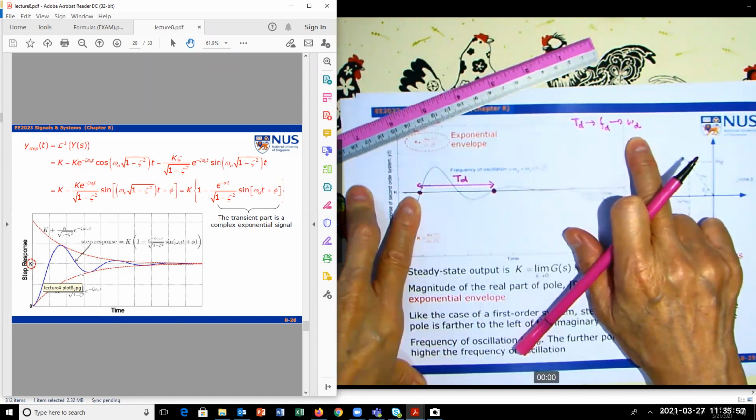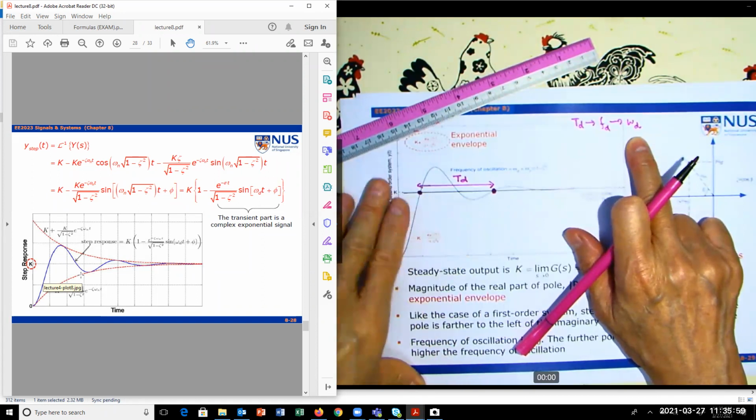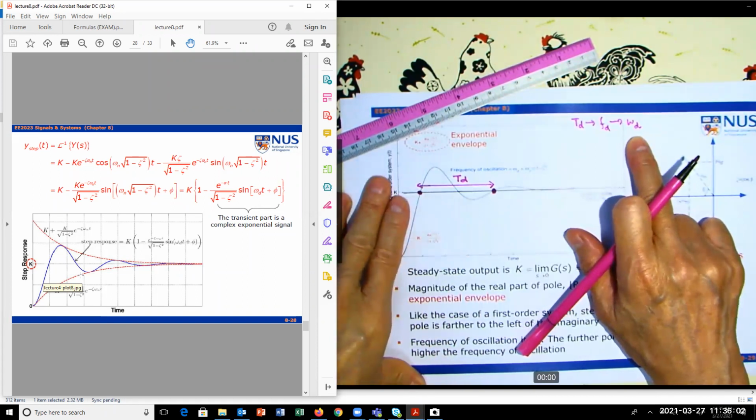So all these are basics. So I found omega D already.